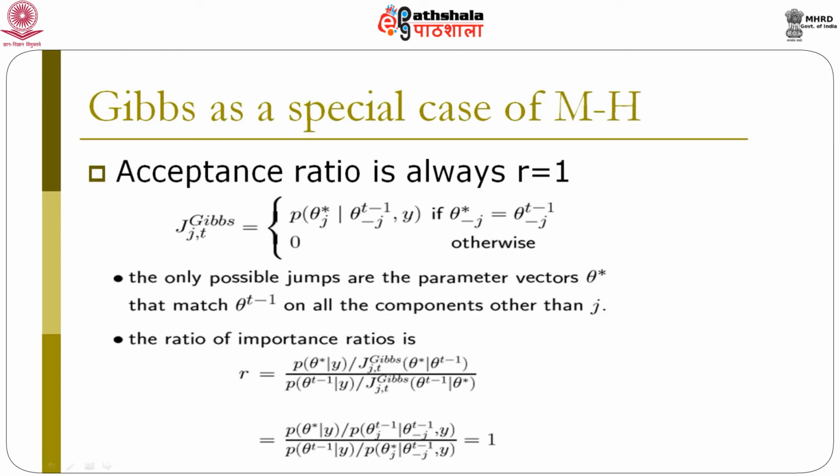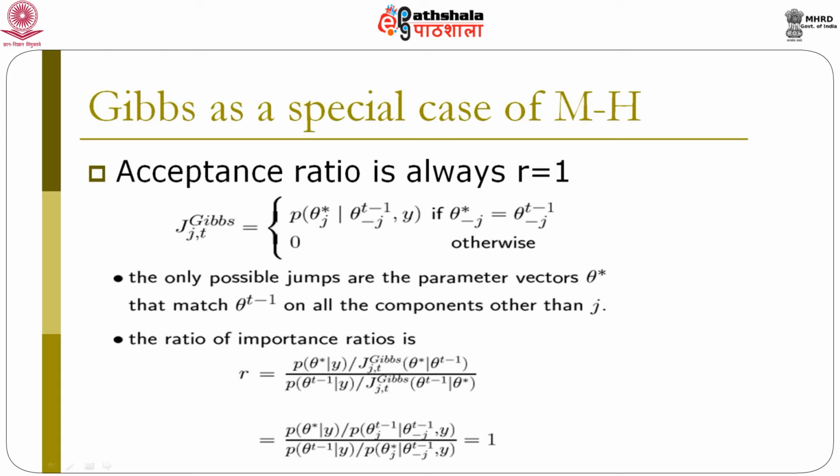Let us look at how this Gibbs sampling ensures that all sample observations generated are accepted, in terms of the Metropolis-Hastings. You know that if we look at the importance ratio or acceptance ratio, first of all the jumping distribution. The jumping distribution has been taken to be, in our Gibbs sampling approach, p(theta j star | theta minus j t minus 1, y) if theta star minus j equals theta minus j t minus 1. Okay. So, the jumping distribution has been taken to be the full conditional density.